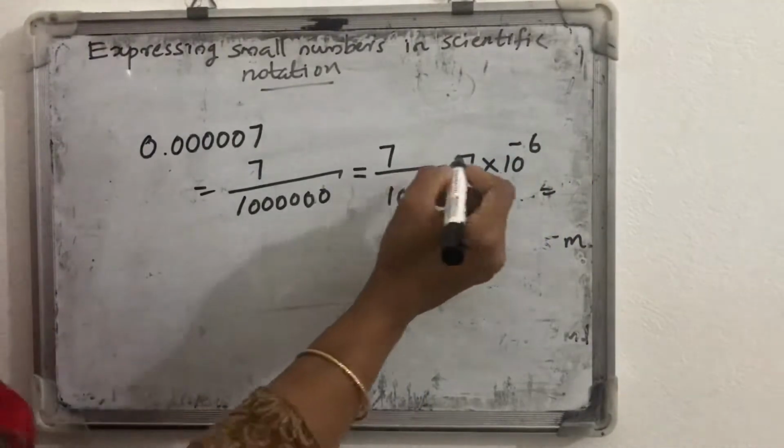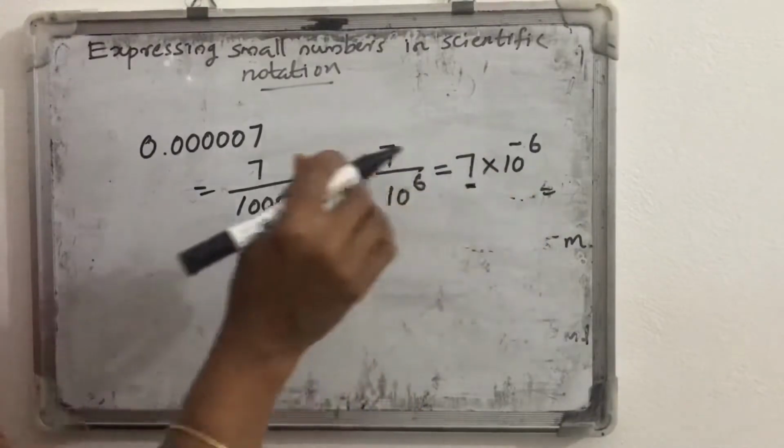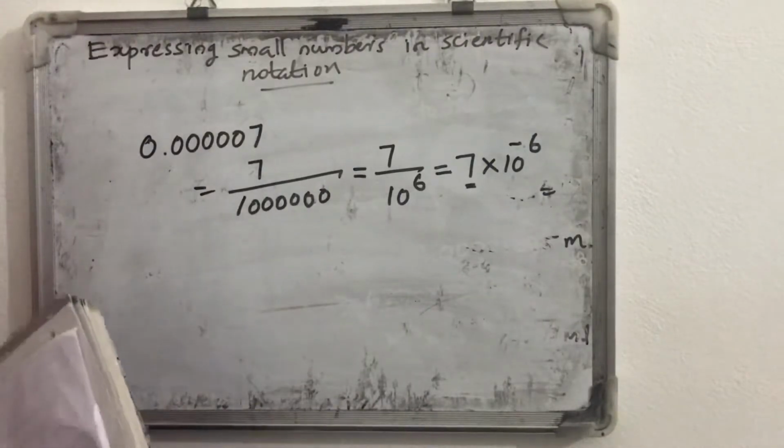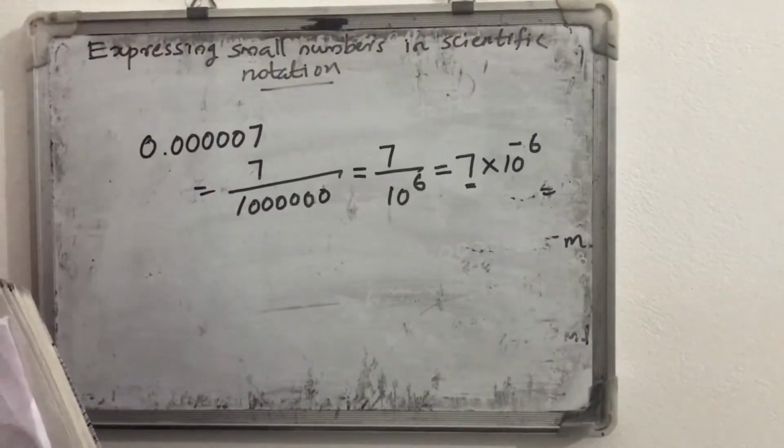Now here, the 7 is between 1 and 10. In this way, we can write any large or small number using the exponents form.